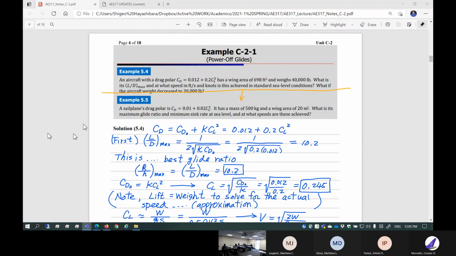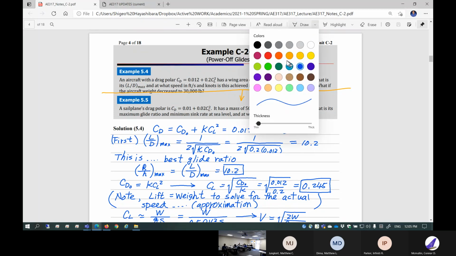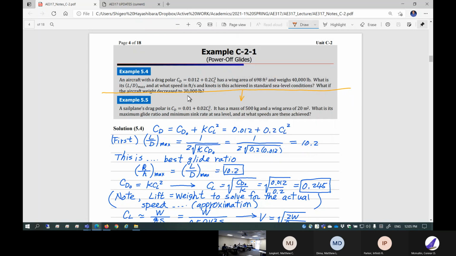So let's just continue example C21, example 5.5. So this one is a sailplane. Okay. So the sailplane drag polar is given. CD is equal to, like I said, the drag polar has two components, right? Make sure. So this is CD0 parasite plus K times CL squared. So this is the drag polar.